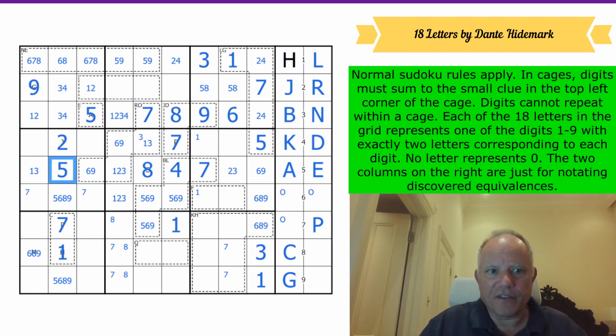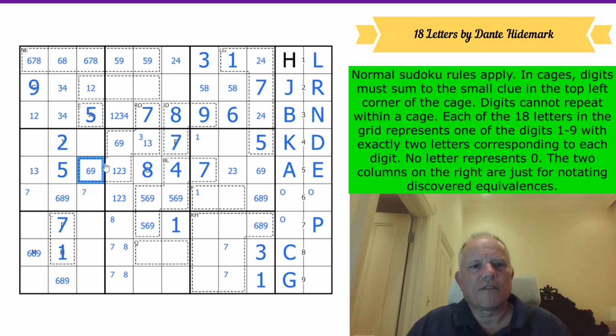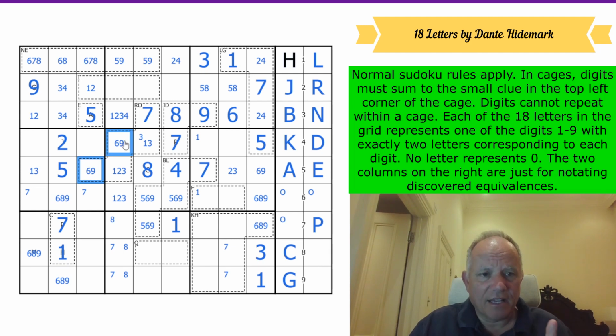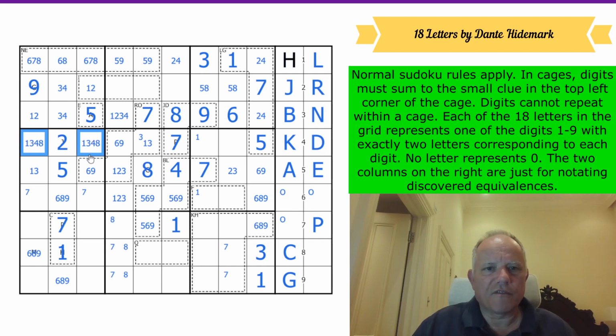That gives us a 5 here. That takes 5 out of a couple of cells. That's a 6, 9 pair, and they see all of these. Both of them are a pair. So these can't be 6, 9, 7, 5 or 2. So they must be from 1, 3, 4 or 8.